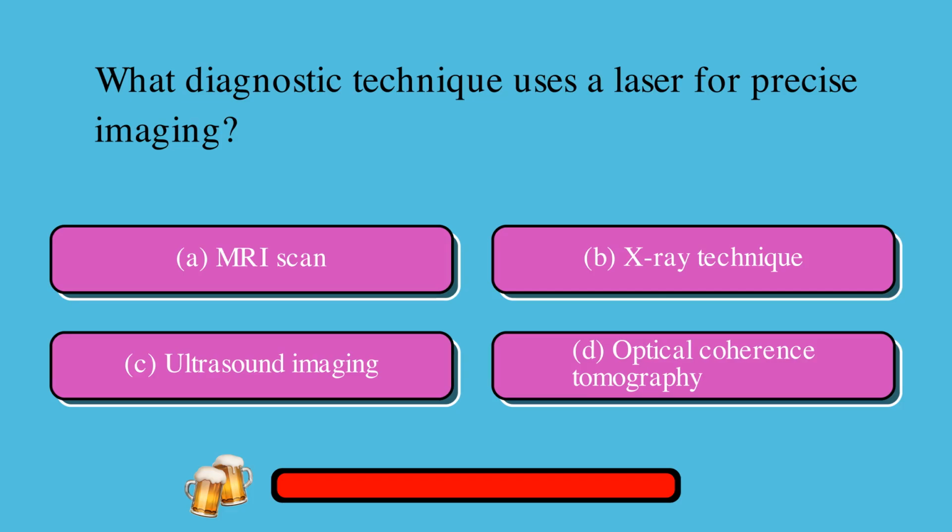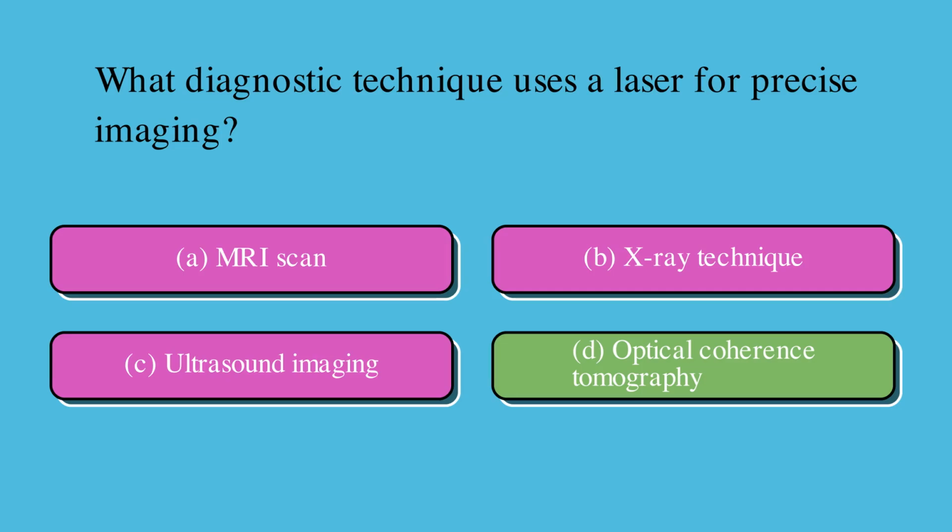What diagnostic technique uses a laser for precise imaging? A. MRI scan, or B. X-ray technique, or C. Ultrasound imaging, or D. Optical coherence tomography. The correct answer is D. Optical coherence tomography.